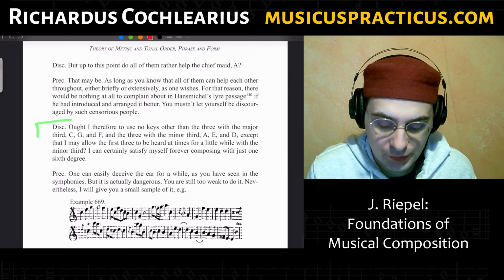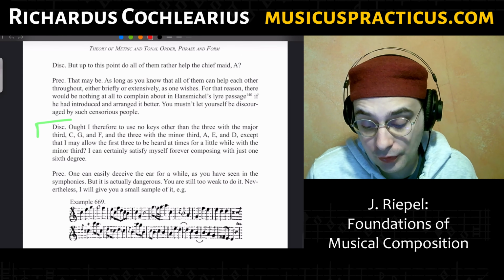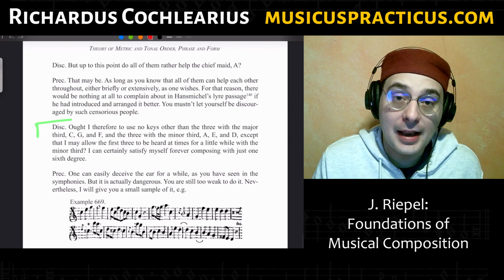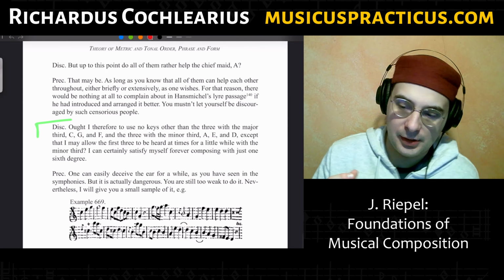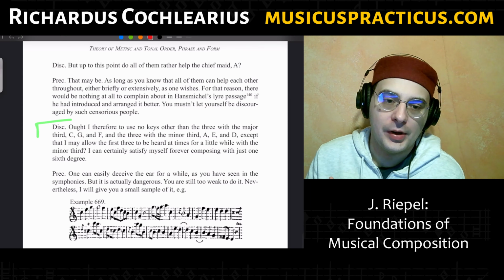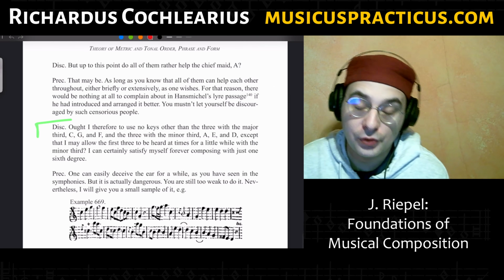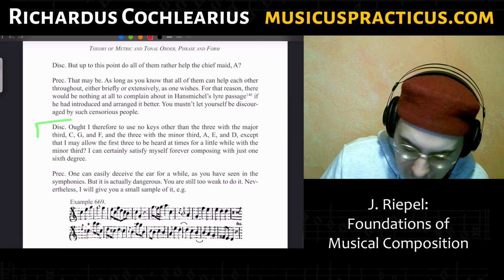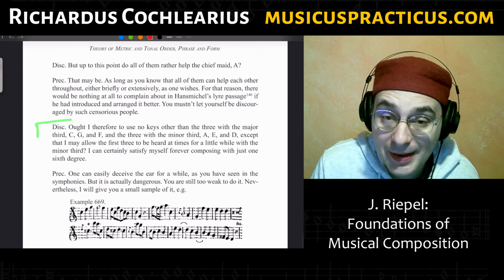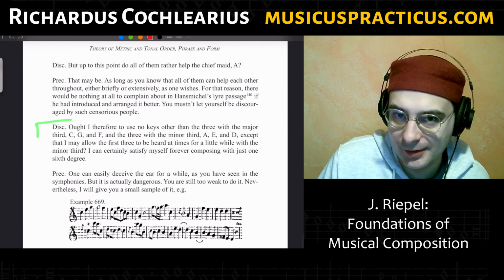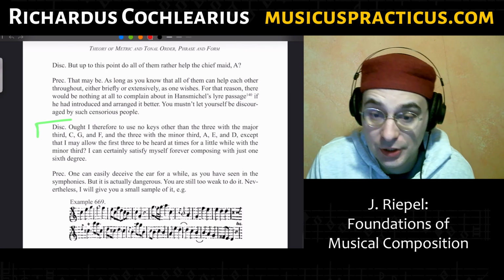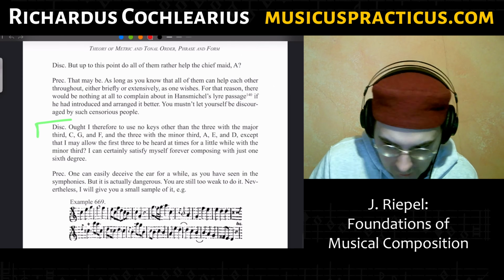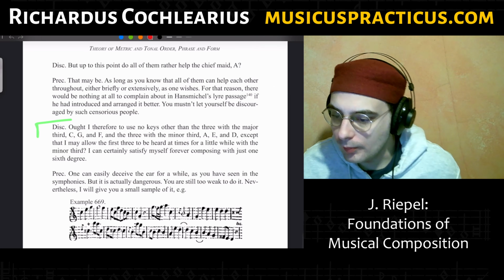So we cannot use these three keys, D, E, and A, with the major third unless they are changing commas. This is what Riepel is saying. We cannot have a section in D major in C major, but we can use D major to help the foreman, or we can use E major to help the assistant maid, or we can use E major to help the chief maid, for example.